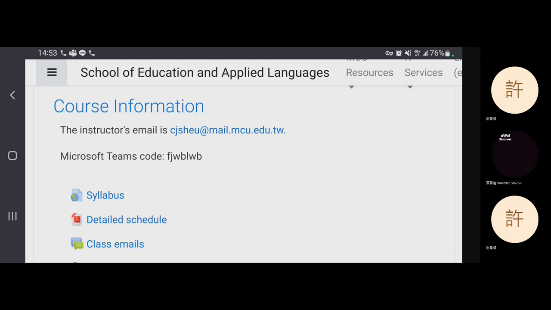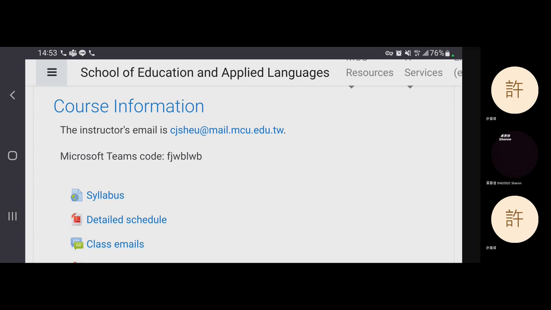Then we have the Microsoft Teams code for this class. If for some reason you are not added into the Microsoft Teams and you need to access Teams, you can add yourself by putting in this code. You don't have to wait for the school.